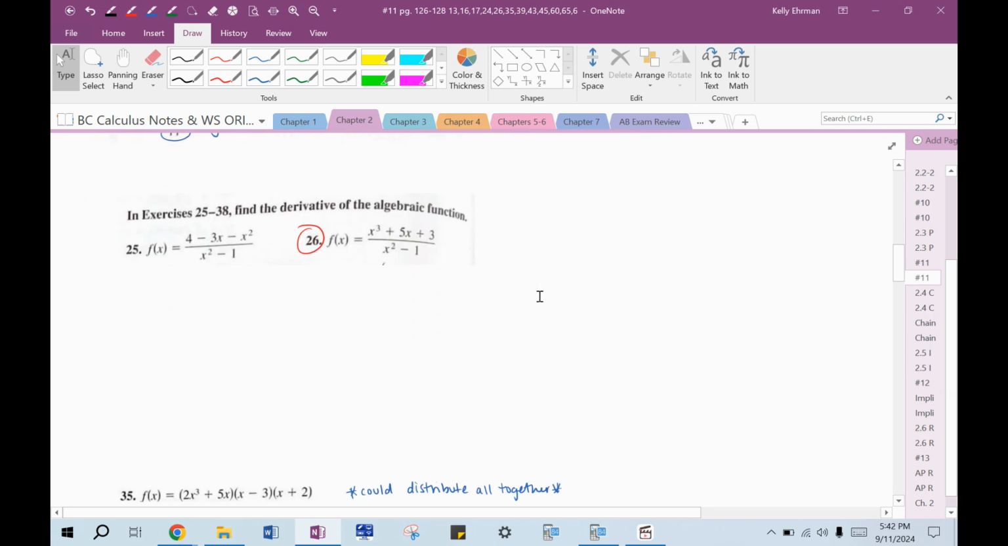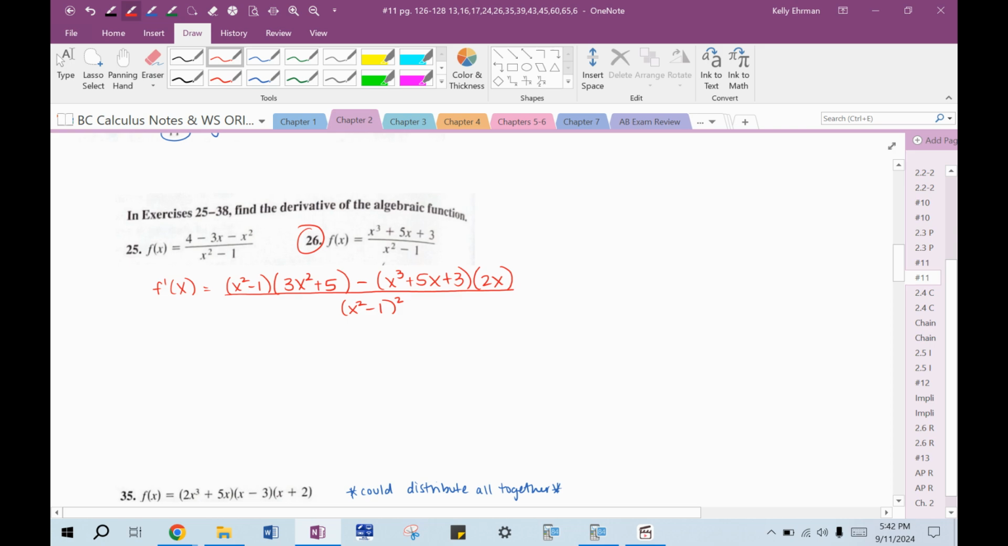Okay, find the derivative. We're doing number 26. So here I can't divide anything out because I have two terms down here. So I've got to just do quotient rule. So quotient rule is low, d high, derivative of the top is 3x squared plus 5, minus high, d low, derivative of x squared minus 1 is 2x, all over low, low, so the bottom squared.